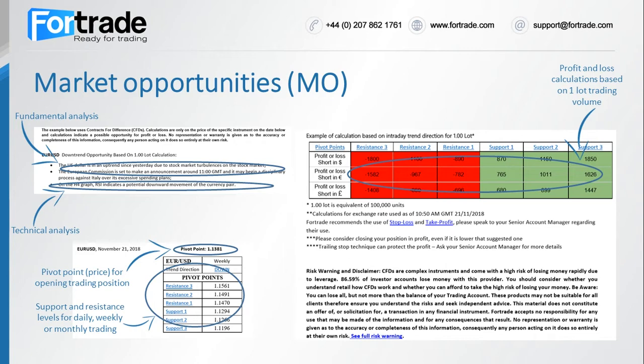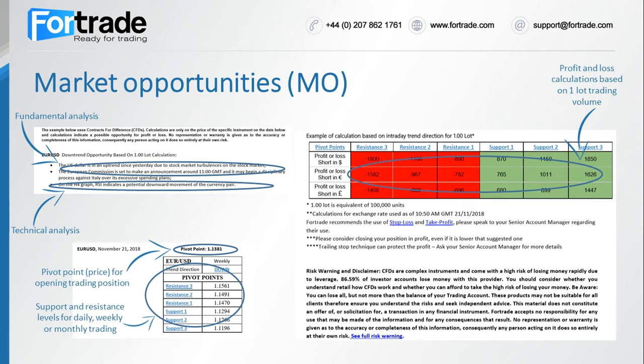pressure on the euro. When using a market opportunity, it's vital to look at the pivot point on which the calculations are based. In this instance, if the price reaches 1.1381 that you can see on the left-hand side of the screen here, this shows the right moment in our estimation for opening a trading position, had you decided to trade on this market opportunity when it was active. You can see below the trend direction and the time period.